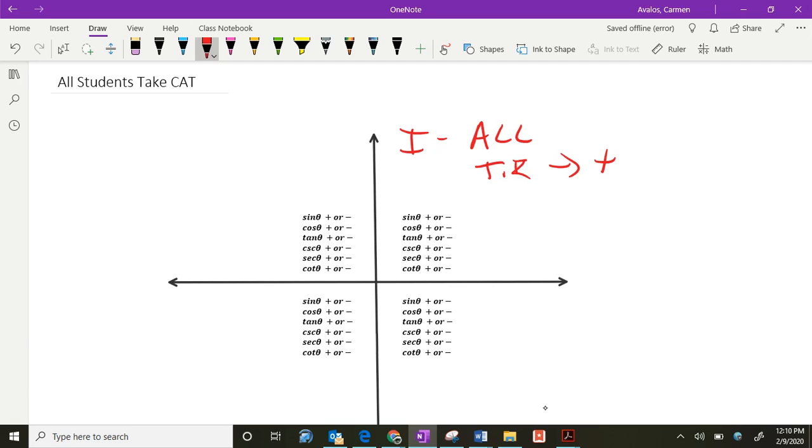So all the trig functions, sine and cosine, are positive. Therefore, the tangent, cosecant, secant, and cotangent are also positive because they're made up of sine and cosine. So all the trig functions are positive in the first quadrant.